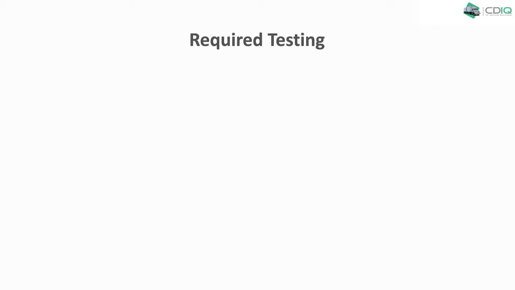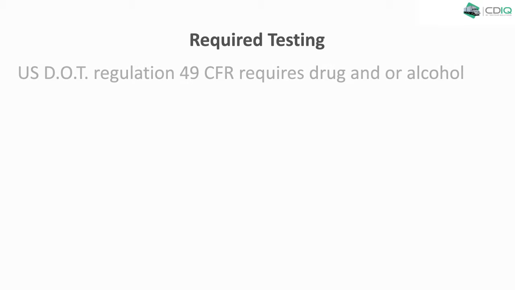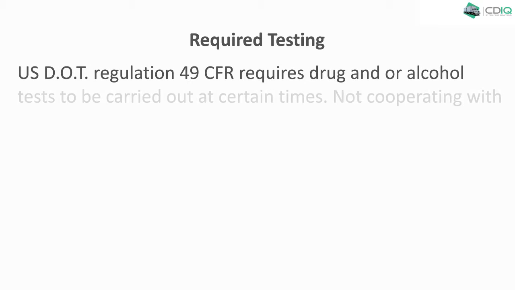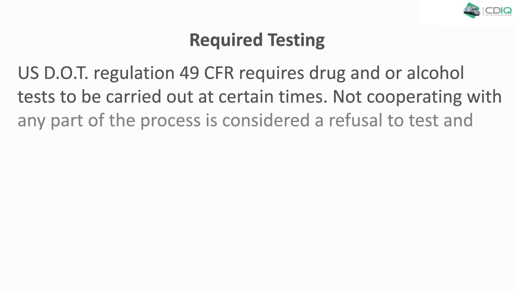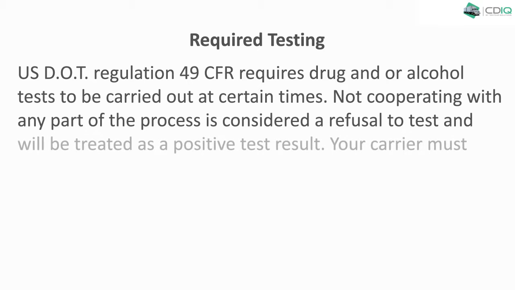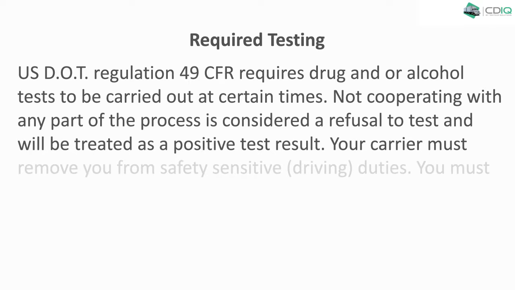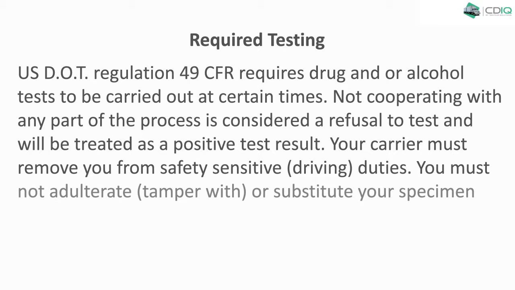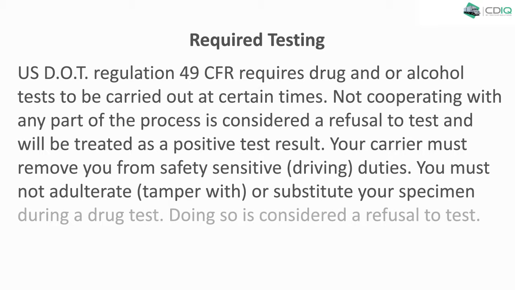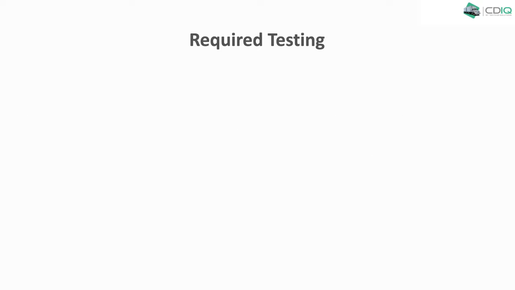Required testing. U.S. DOT Regulation 49 CFR requires drug and/or alcohol tests to be carried out at certain times. Not cooperating with any part of the process is considered a refusal to test and will be treated as a positive test result. Your carrier must remove you from safety-sensitive duties. You must not adulterate or substitute your specimen during a drug test. Doing so is considered a refusal to test.